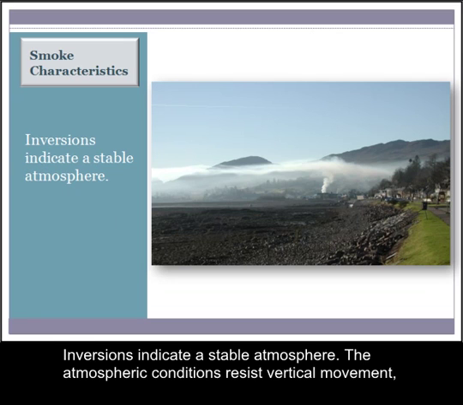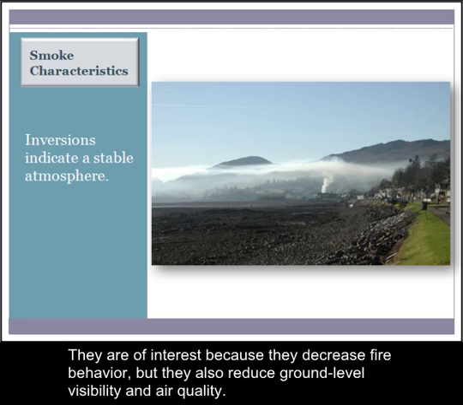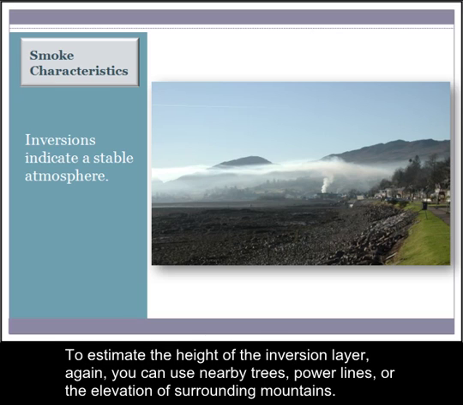Inversions indicate a stable atmosphere. The atmospheric conditions resist vertical movement, and the smoke is trapped under the inversion layer. Inversions commonly occur overnight in mountainous areas and in coastal areas. They are of interest because they decrease fire behavior, but they also reduce ground-level visibility and air quality. To estimate the height of the inversion layer, again, you can use nearby trees, power lines, or the elevation of surrounding mountains.